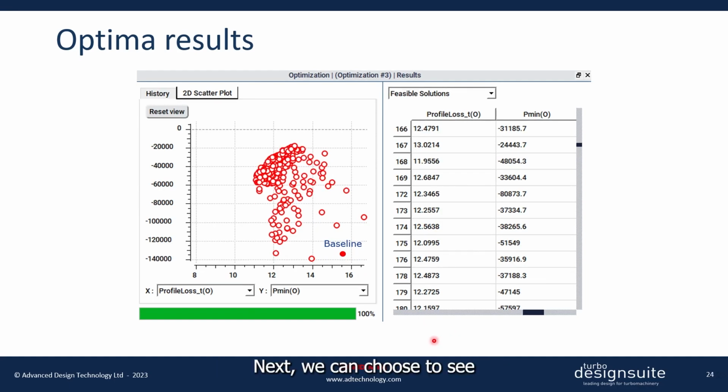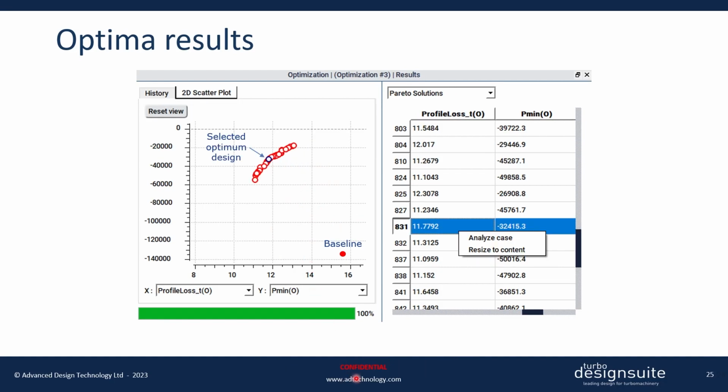Next, we can choose to see only the feasible designs which respect all of our specified constraints. And then we can also choose to see the Pareto front of the optimum designs, from which we can pick and analyze any design of interest. And in this case, we select a design from the middle of the Pareto front, which provides a good trade-off between the profile loss or the efficiency and the minimum pressure or cavitation. And so we use this design for further analysis and for comparison with the baseline runner.